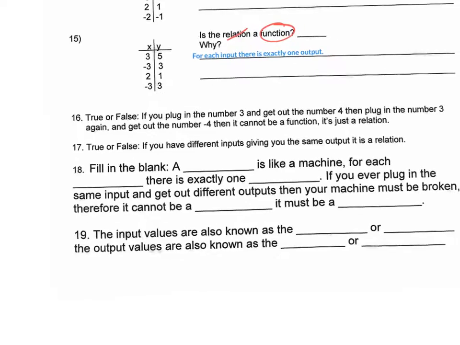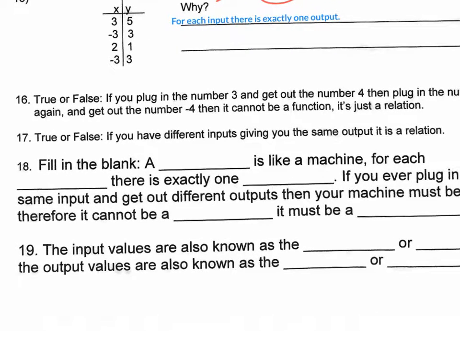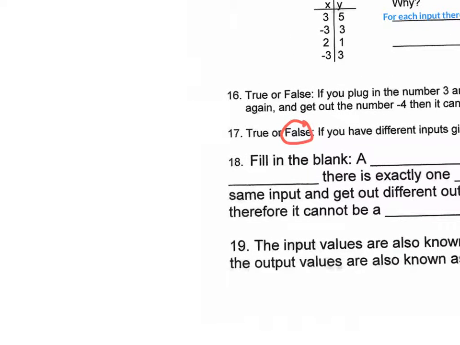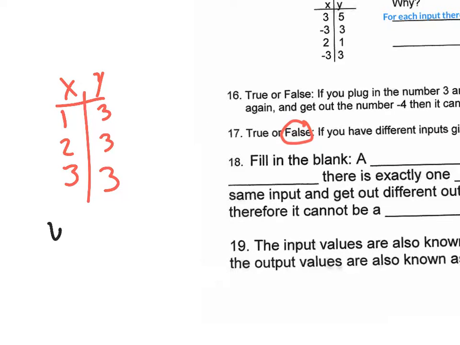And number 17 down here, if you have different inputs giving you the same output, it is a relation. That is false, because we've seen the example of when you have like 1, 2, 3 on your inputs, giving you 3, 3, 3 on your outputs. An example of that would be y equals 0x plus 3. So it is possible to have different inputs giving you the same output, 3, all the time.